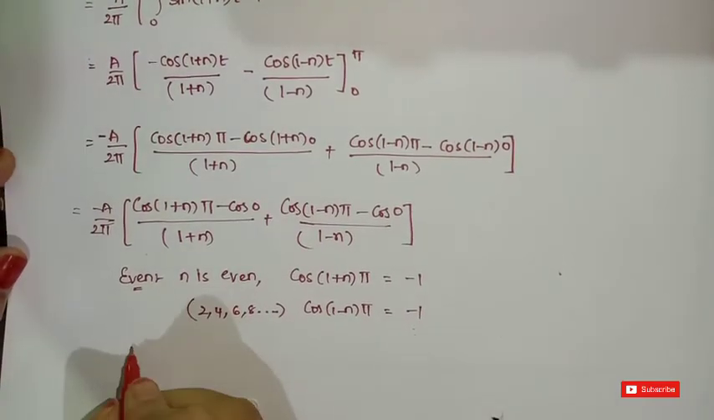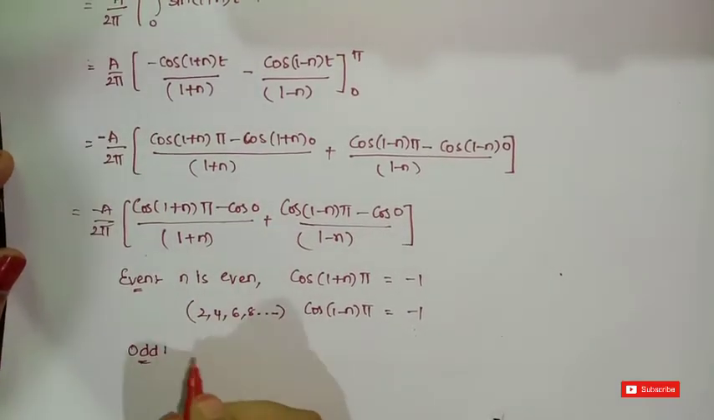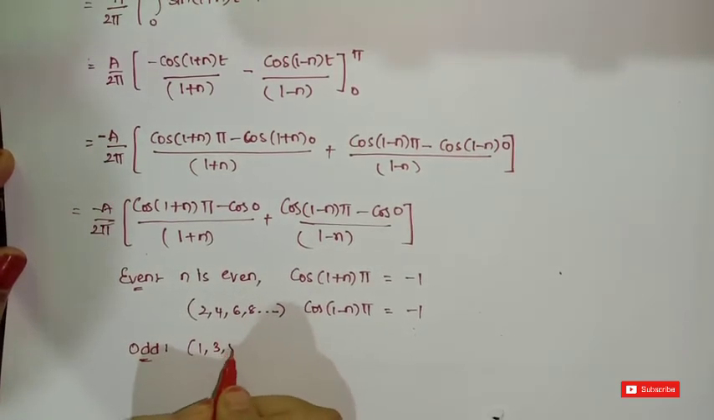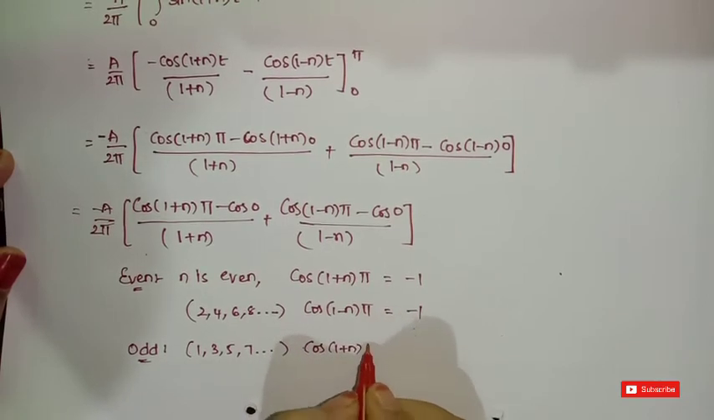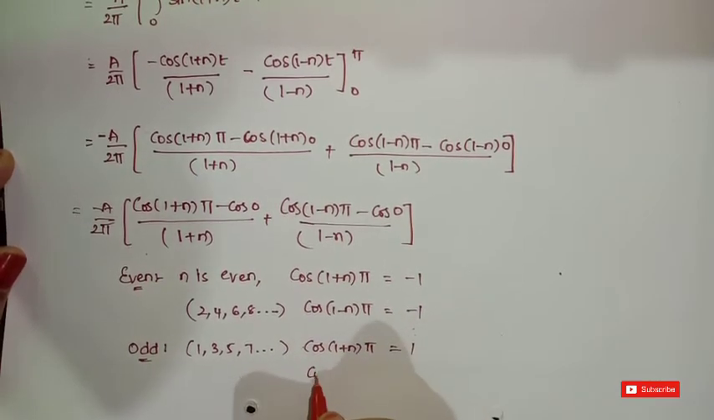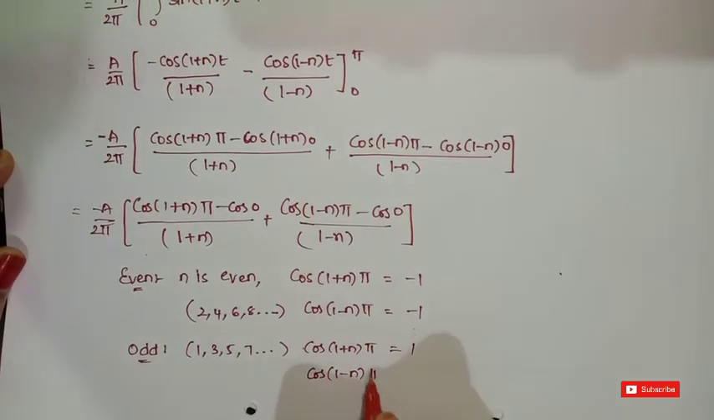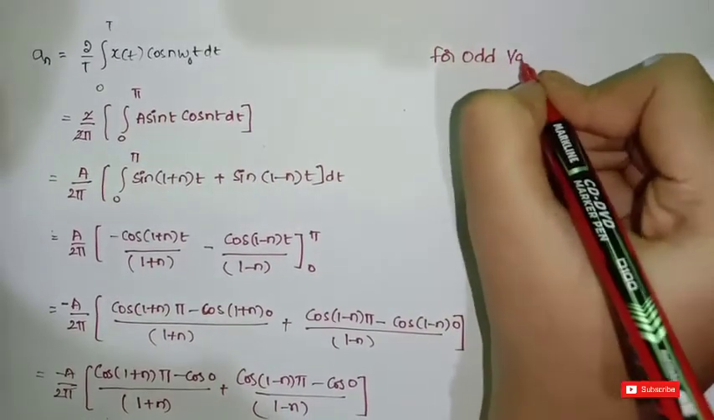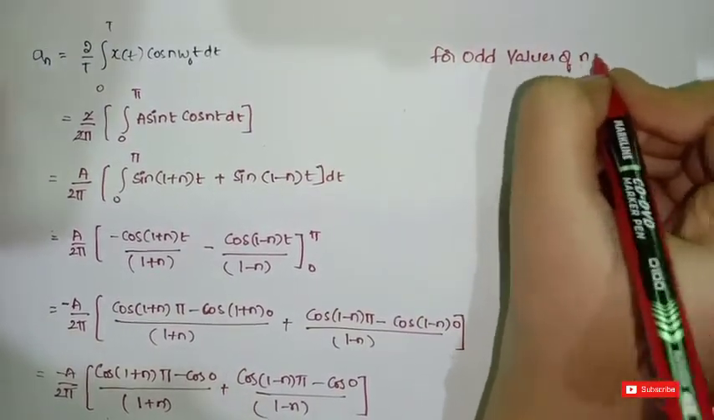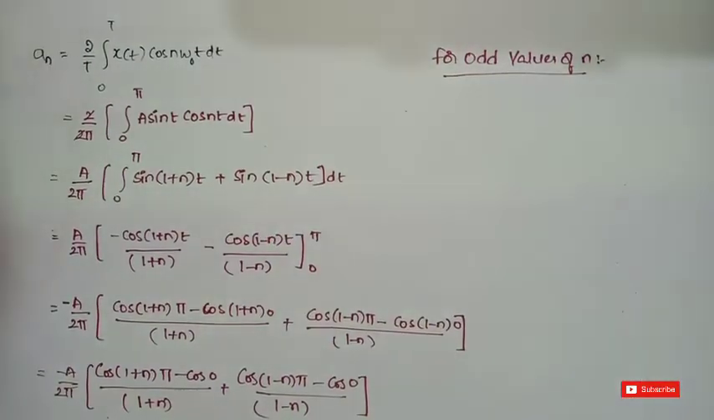Now let us see for odd values. If n is equal to odd, then what are the values? 1, 3, 5, 7 and so on. Then cos of (1 plus n) into pi is nothing but 1 and cos of (1 minus n) into pi is nothing but 1 for odd values of n. As we already know that for odd values of n, cos(1 plus n)pi is also 1, and in the same way cos(1 minus n) into pi is also 1.